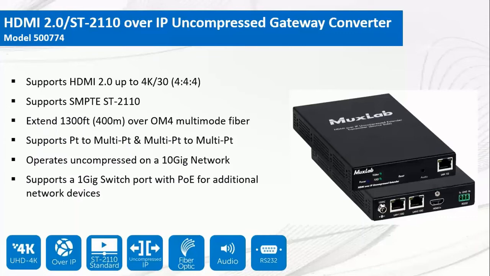So this device works in a 10 gig network, uncompressed. So you have no loss of image quality whatsoever. In the broadcast industry, that's very important. And it also offers you a 1 gig port for other devices that you may want to connect. We just have some extra bandwidth available, so we made that available for you as a convenience. The device can also transmit RS-232 signals from one end to the other, as well as audio signals, in addition to the audio-video signal being picked up via the HDMI port.